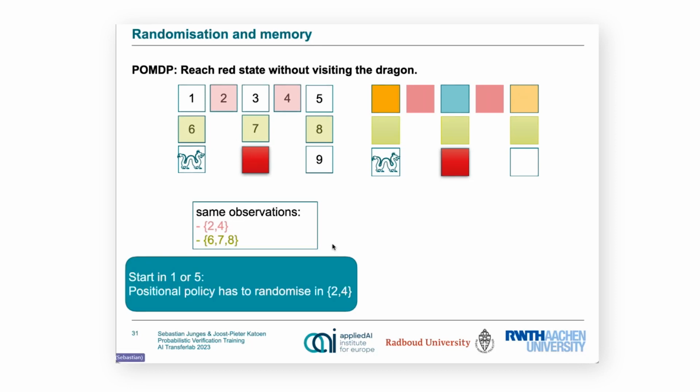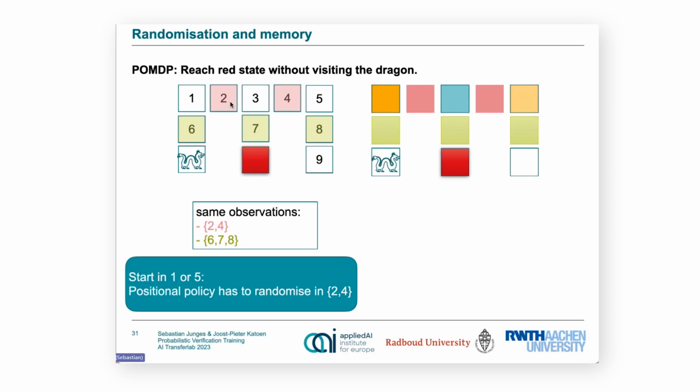Now, if you start in 1 or 5, then you still have a positional policy to reach the red state. However, that positional policy does have to randomize in states 2 and 4. So what you would do is in state 1, you would go right. In state 2, you would flip a coin and then with some probability go right and with some probability go left. And then from state 3 onwards, you can just straightforwardly reach the target.